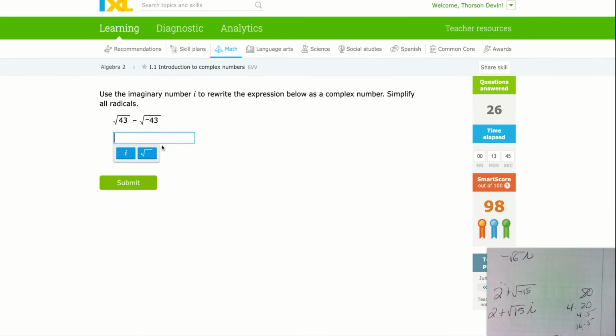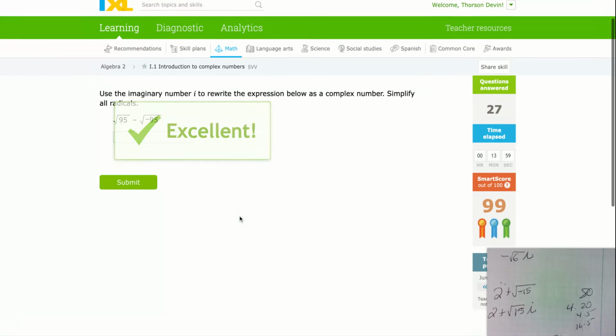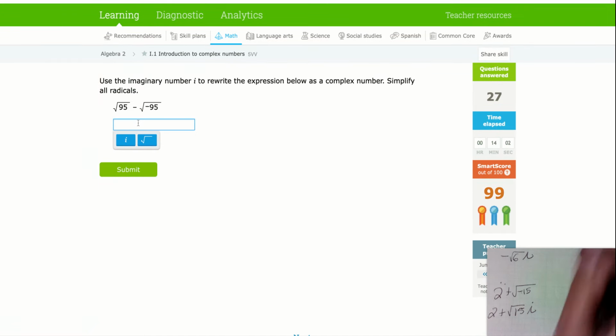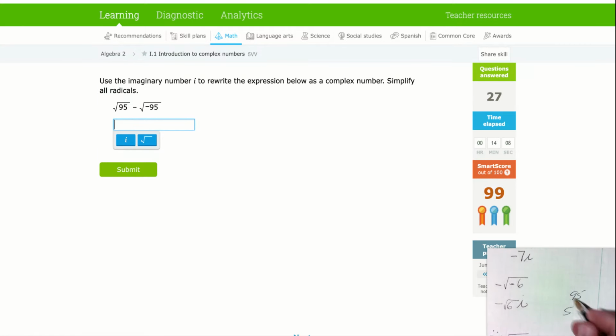Here we go. 43 is, I believe, prime. So it's just square root of 43 minus square root of 43 with an i on the outside, because the only thing we can do is square root that negative. Again, same thing here, except I want to make sure 95, which is divisible by 5, leaving 19. Yep, so that doesn't reduce, so it's literally that. Square root of 95, not 96, minus square root of 95, and i on the outside.